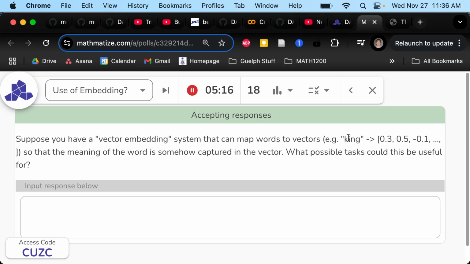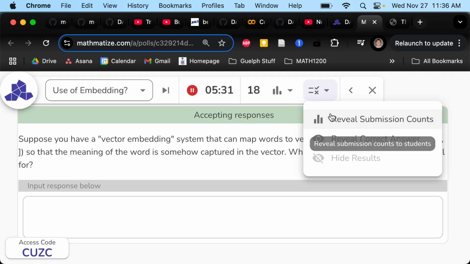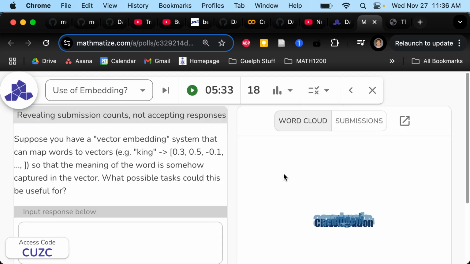So we're talking about these vector embeddings, and specifically today we're going to do examples with words and letters, and how the vector embedding can sort of hold on to the meaning that comes from the word or the letter. And why would that be useful? Let's see what you guys say. There's many possible answers.